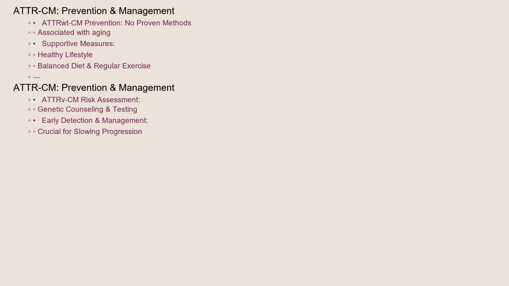Currently, there are no proven methods to prevent ATTR-CM, as it's associated with aging and not directly preventable. However, maintaining a healthy lifestyle, including a balanced diet and regular exercise, may help support overall cardiovascular health. For individuals with a family history of ATTR-CM, genetic counseling and testing can help determine their risk of inheriting the condition. Early detection and management of symptoms are crucial in slowing disease progression.